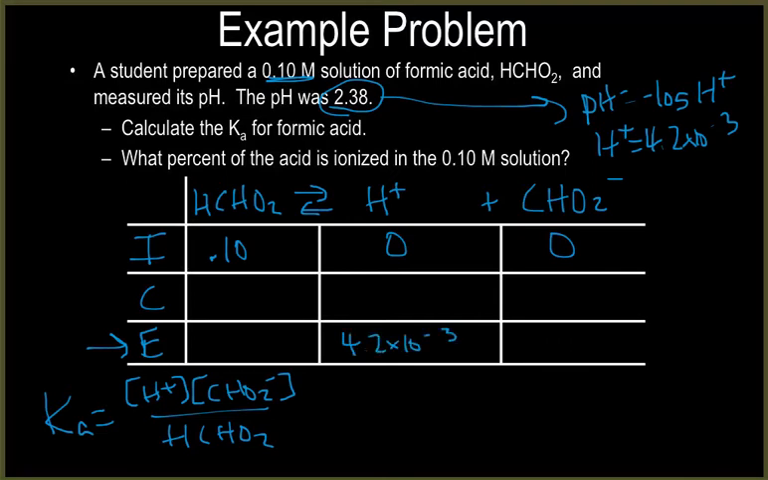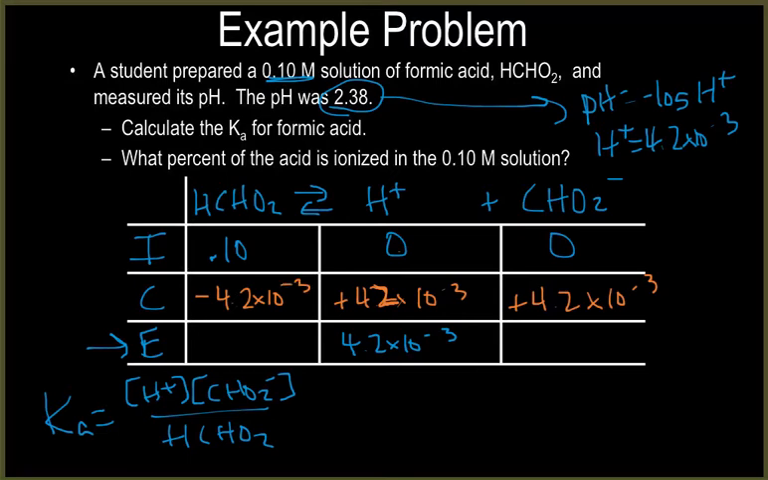Okay, once I have that, now I can use that to fill in my change column. So the difference between the 0 and the 4.2, I had to add 4.2 times 10 to the negative third. These are all 1 to 1, so this is also going to be 4.2. This is 2 over here, just to be clear. 4.2 times 10 to the negative third. And then this one is going to be minus 4.2 times 10 to the negative third.